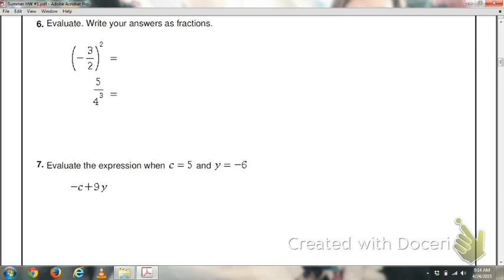Okay, in this problem, we are doing some more evaluating with fractions and powers. So just like before with the -9, the negative's in parentheses, so that means I'm really multiplying -3/2 to -3/2. I do need to include the negative on the inside of the parentheses because it's on the inside there, so it's got to be on the inside here.